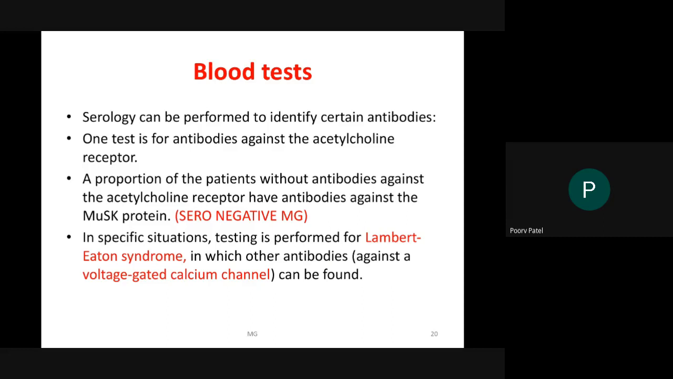MuSK protein antibodies are nothing else but antibodies related to the neuromuscular junction. If I have to be specific, it is also termed muscle specific tyrosine kinase. Yes, that is the name of the protein. In specific situations, testing is performed for Lambert-Eaton syndrome, which is again a neuromuscular disease. Understand the difference, it is much more important. Here, the number of acetylcholine vesicles decreases.